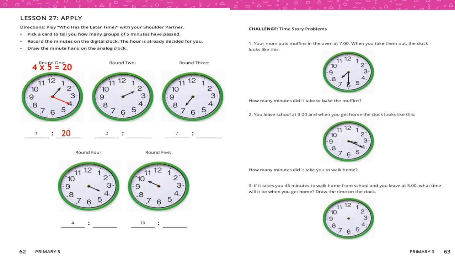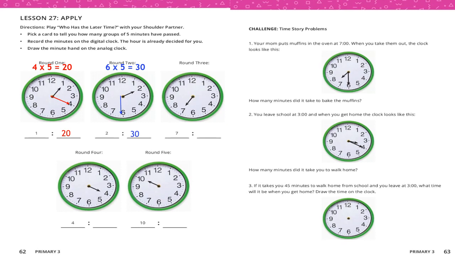The second one, we have the short hand pointing to 2. We will write 2 in hours. And the long hand is referring to 6. So 6 is 6 groups of 5. 6 times 5, 30. We will write 30. So it will be 2:30.